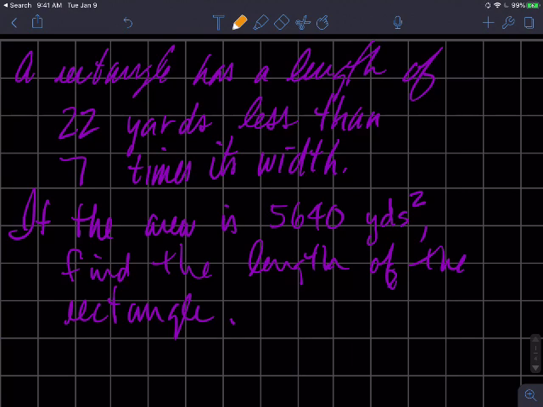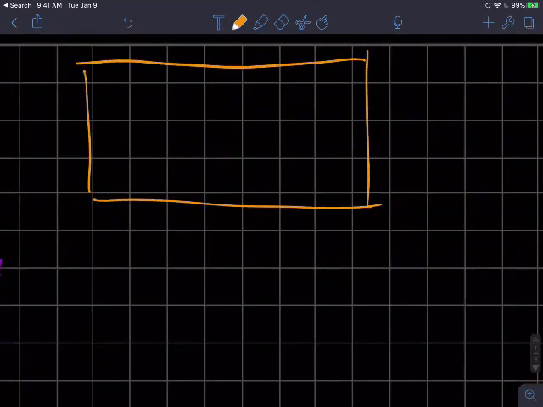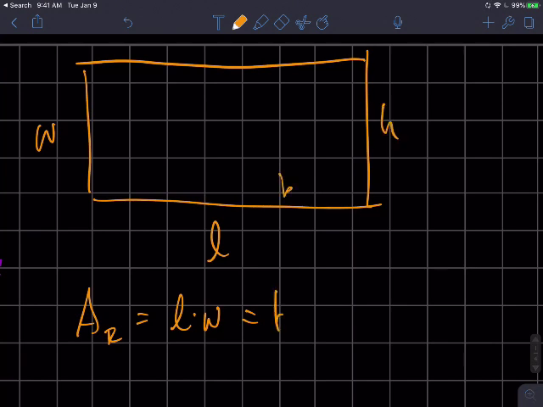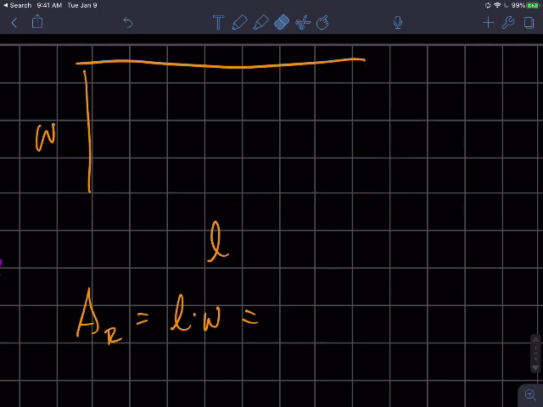Okay, so let's first think about how you calculate the area of a rectangle. Let's draw a little rectangle here, and let's call this the width and this the length. How do you find the area of the rectangle? The area of a rectangle is equal to length times width. Or sometimes in high school you would have had base times height, but that's all the same thing. It's the same dimension, so it's not critical to remember that.